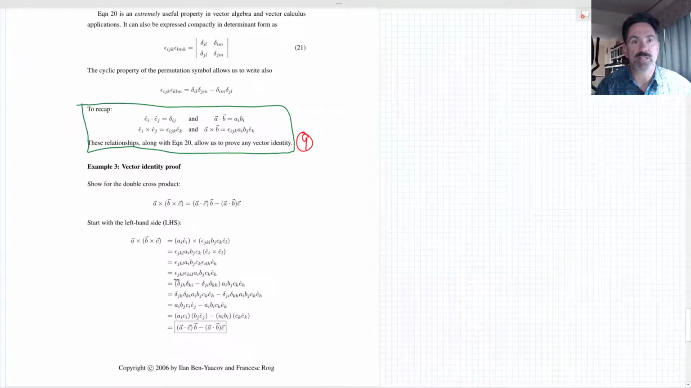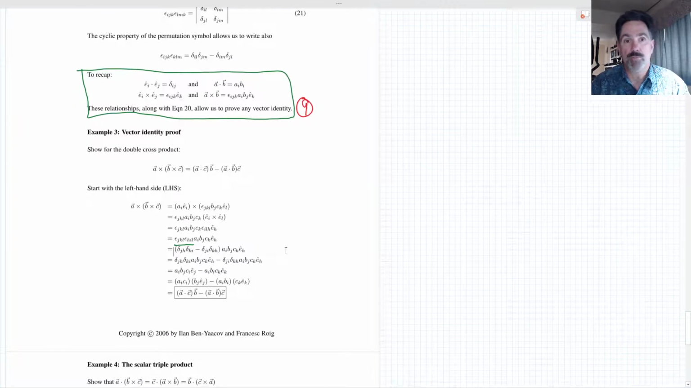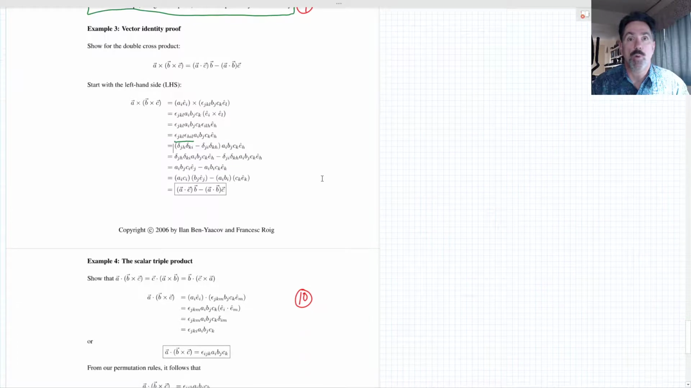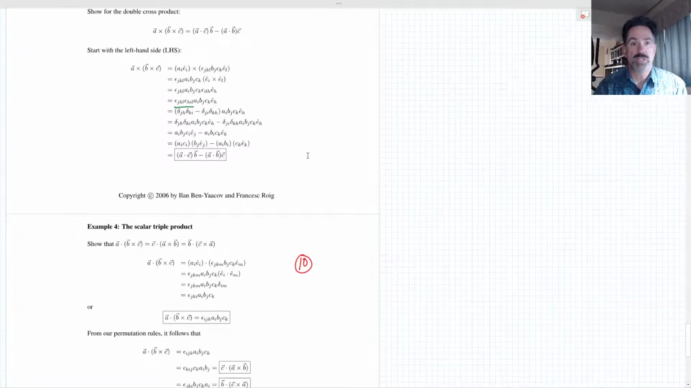You see here is the epsilon times epsilon, which is where that equation number 20 comes in. We didn't do anything like this, and that being said, if you want to know a little bit more about it, I think it's interesting. One thing we did do, which is my last numbered item here, is number 10.